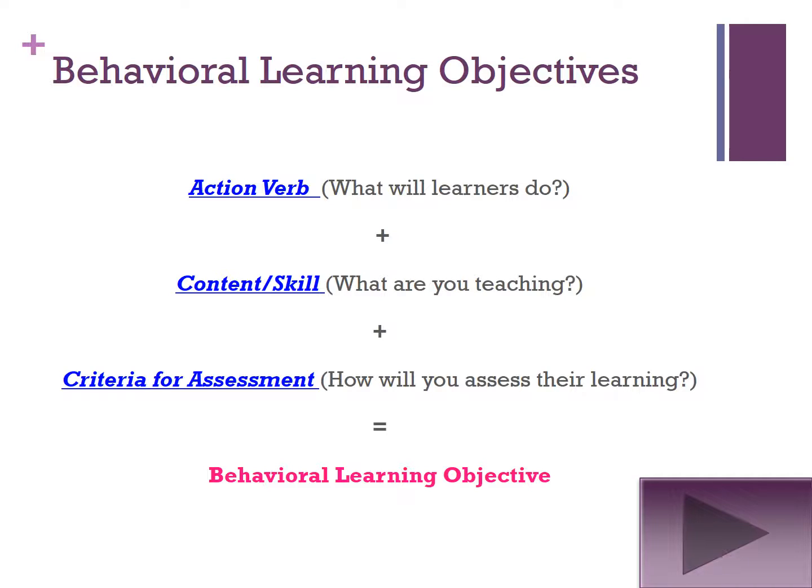The third critical element of a proper behavioral learning objective is the criteria or criterion for assessment. How are you going to assess their learning? Hopefully you've already determined this, and so you're working backwards. When you put those 3 pieces together, the action verb, the content or the skill, and the criteria for assessment, that is a complete behavioral learning objective. If any one of those 3 pieces is missing, it's not a learning objective, and it's not really clear to students how they can succeed in your course.